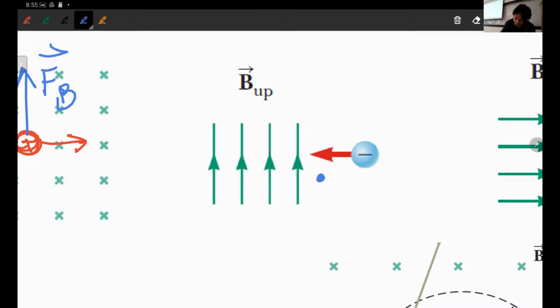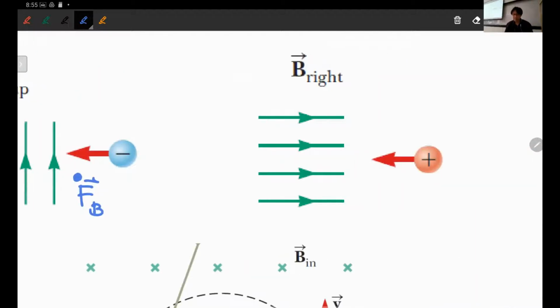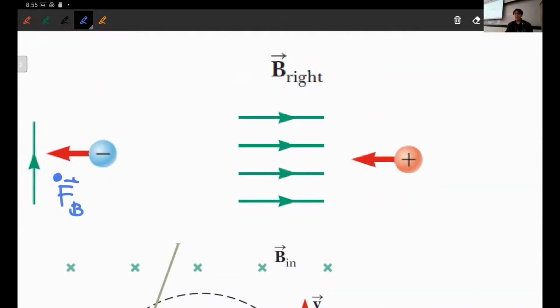Let me put a dot here. That's the magnetic force, out of the page. Okay, you guys with me? All right, what about this one? Now the magnetic field points to the right. The velocity is to the left. So what will be the magnetic force?